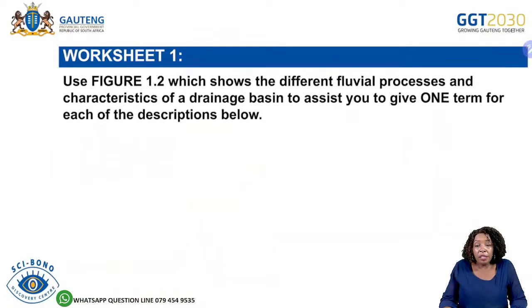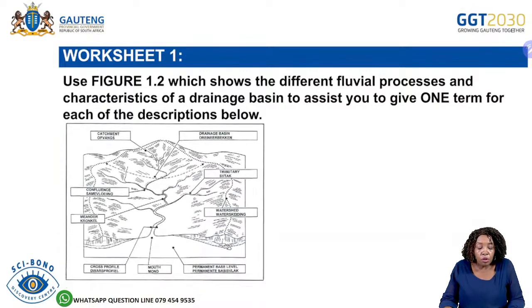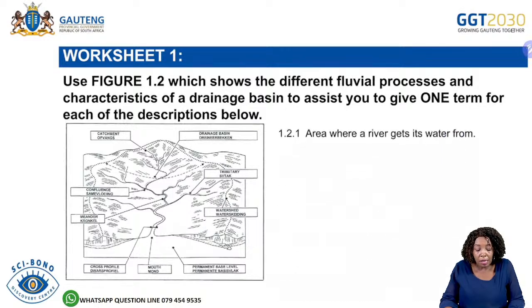Right, you have a worksheet which is based on what we have discussed. It says use Figure 1.2, which shows different fluvial processes and characteristics of a drainage basin, to assist you to give one term to each of the descriptions below. So before you attempt the questions, you must look into the diagram. Your first question: area where a river gets its water from. The second question: area drained by a river and its tributaries.